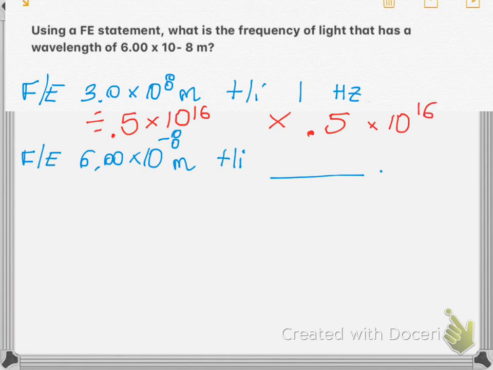So times 1, it's going to give me the same exact number. I'm just going to go ahead and move the decimal to put it into proper scientific notation. So that's going to give me 5.0 times 10 to the 15th hertz. And that's the frequency that's equivalent to this wavelength of light.